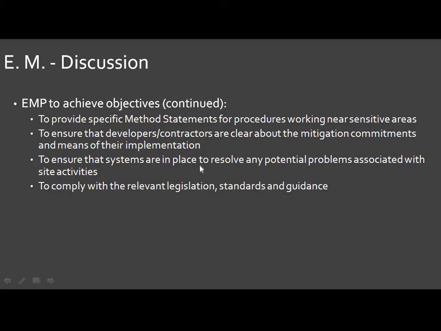To ensure that the systems are in place to resolve any potential problems associated with site activities. If any problem suddenly comes up, systems are in place to tackle that. To comply with the relevant legislation, standards and guidelines.